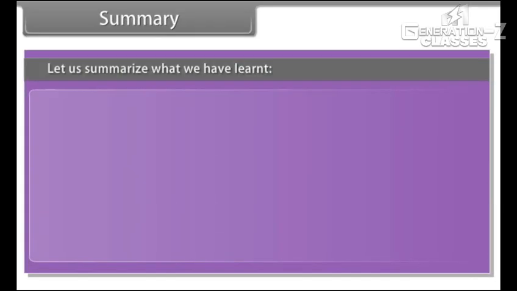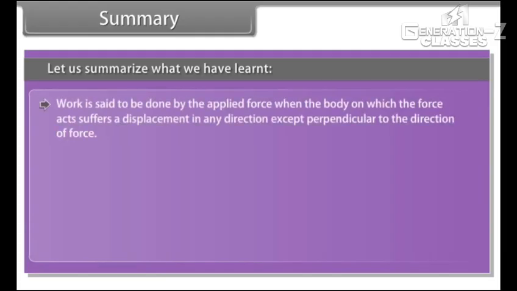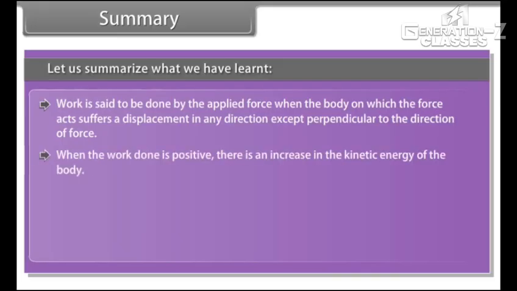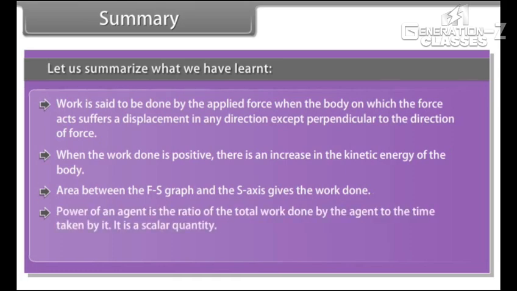Summary. Let us summarize what we have learned. Work is said to be done by the applied force when the body on which the force acts suffers a displacement in any direction except perpendicular to the direction of force. When the work done is positive, there is an increase in the kinetic energy of the body. The area between the F-s graph and the s-axis gives the work done. Power of an agent is the ratio of the total work done by the agent to the time taken by it. It is a scalar quantity.